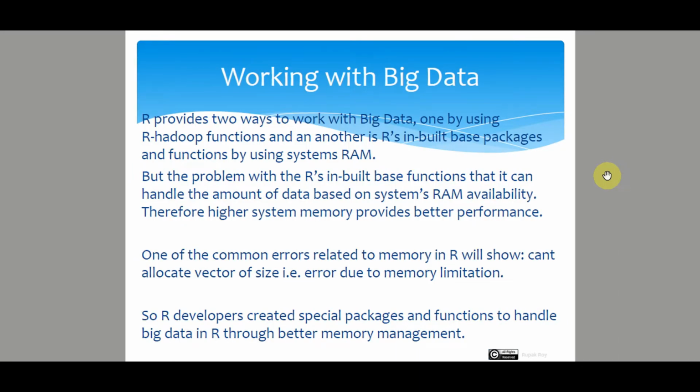Working with big data. R provides two ways to work with big data. One is by using R-Hadoop functions, and another is R's inbuilt base packages and functions by using the system's RAM. But the problem with R's inbuilt base functions is that they can handle the amount of data based on the system's RAM availability. Therefore, higher system memory provides better performance.